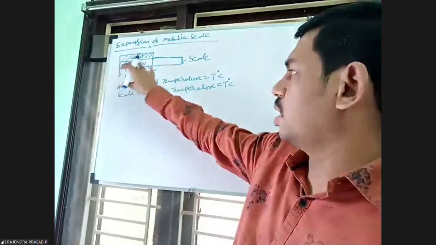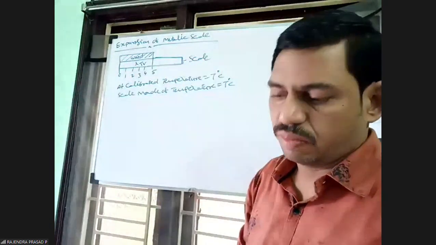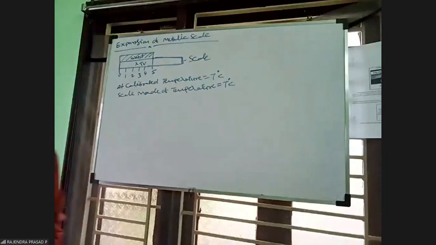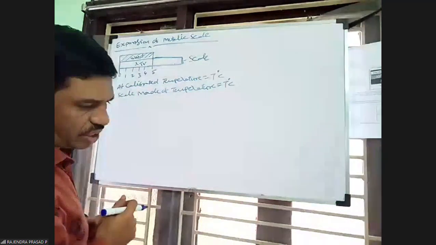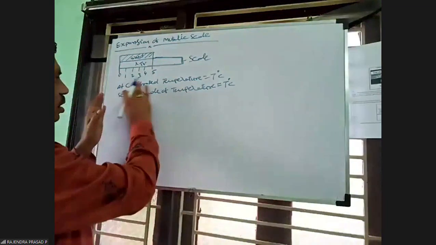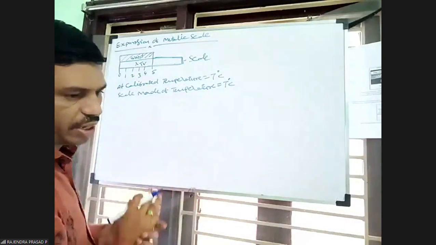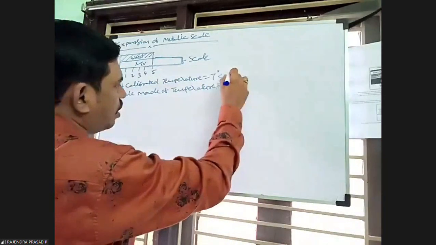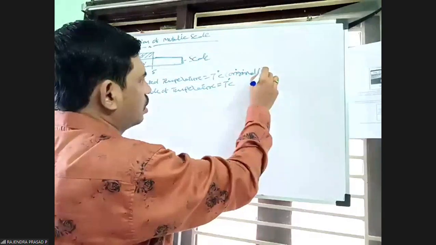Scale temperature is T degrees C. Okay. Scale at a temperature and a calibrated temperature. Calibrated means measuring temperature, and this is at temperature T1 degrees. This is the original temperature, original length temperature.